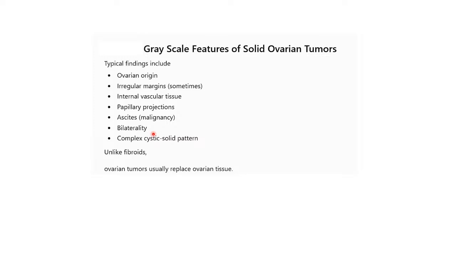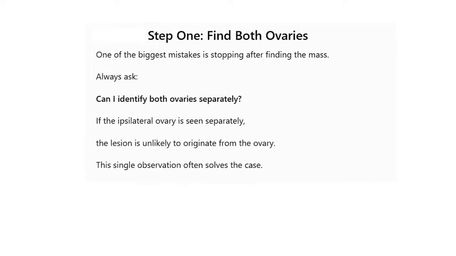Bilaterality, so it can affect both sides. Complex cystic solid pattern. Unlike fibroids, ovarian tumors usually replace the ovarian tissue. They normally replace the ovarian tissue because they are originating from the ovaries.